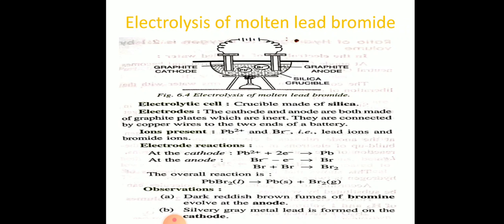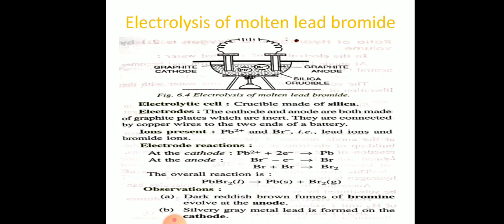Next, electrolysis of molten lead bromide. So let us see how we can carry out the electrolysis of molten lead bromide. Molten means fused. Okay, not aqueous solution. Now in this, the electrolyte that is used is molten lead bromide, PbBr2. Now we'll take an electrolytic cell, this one, a crucible made up of silica.